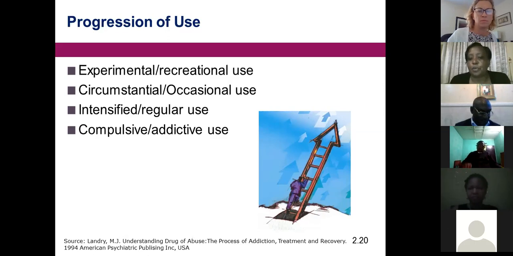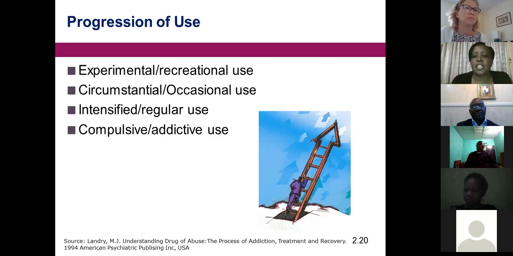As the client progresses, they could then move beyond just that initial experimental use and begin to use occasionally. So maybe each time there is a party, they use a substance. Or it could be circumstantial. Circumstantial means they discovered when they used the substance, it made them relax and it was just before an exam. So now they decide every time before an exam, they're going to try and use the substance to deal with the circumstances of exam anxiety. So that can also be the next stage.